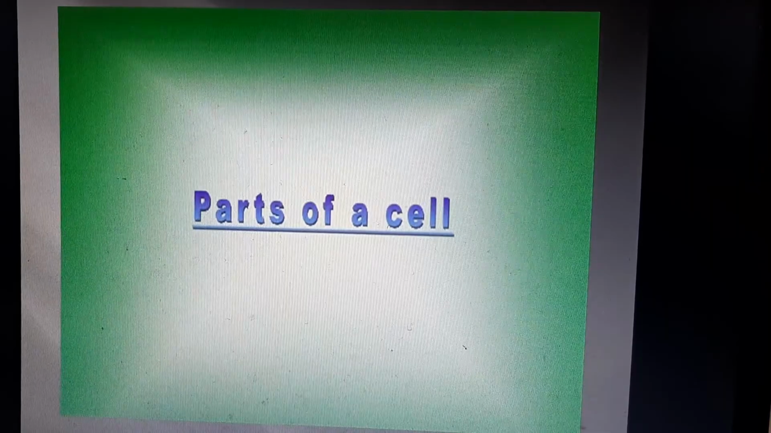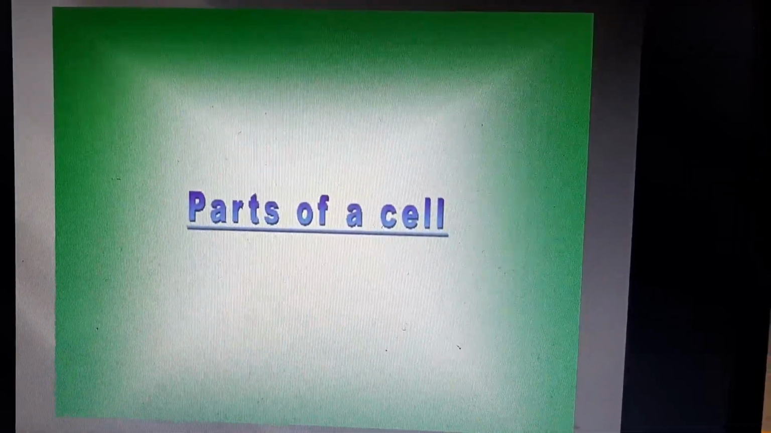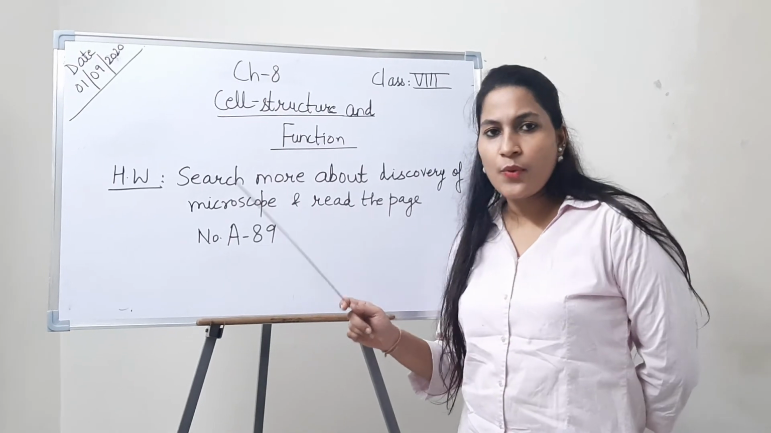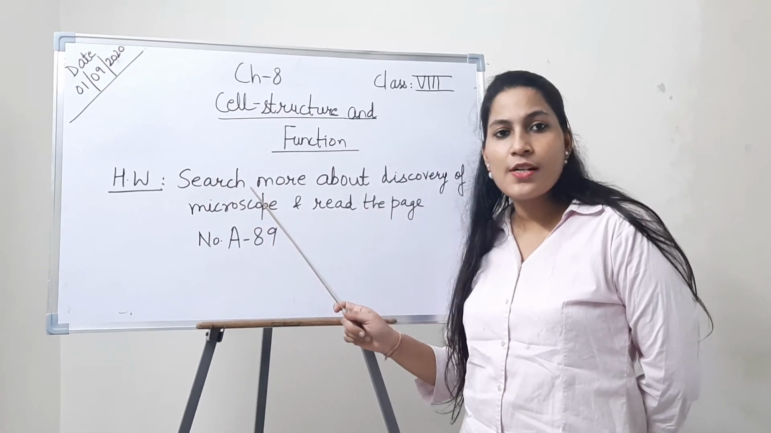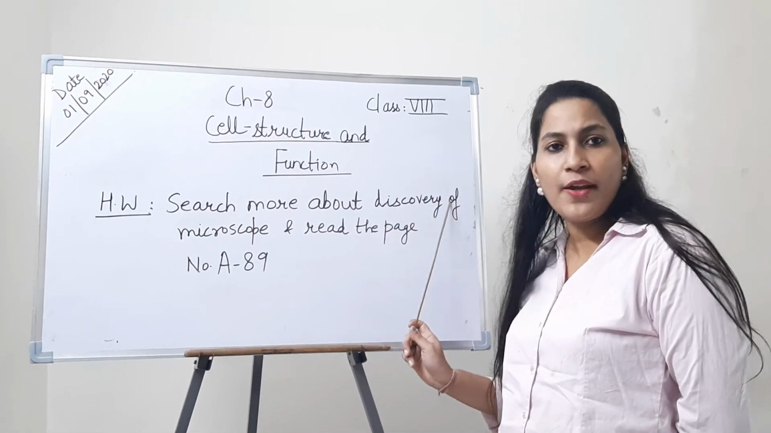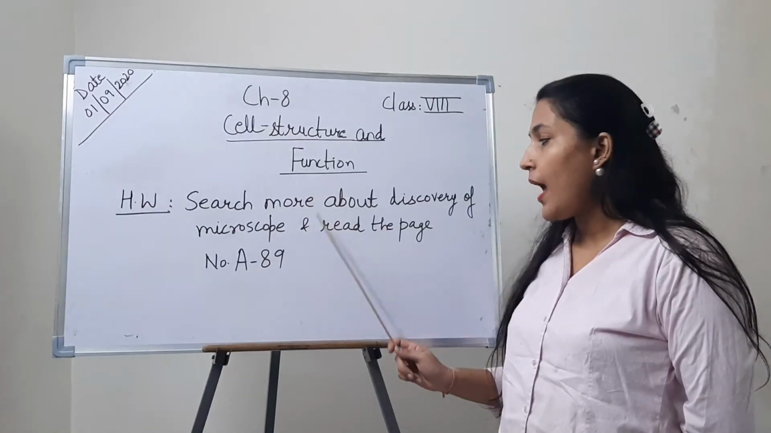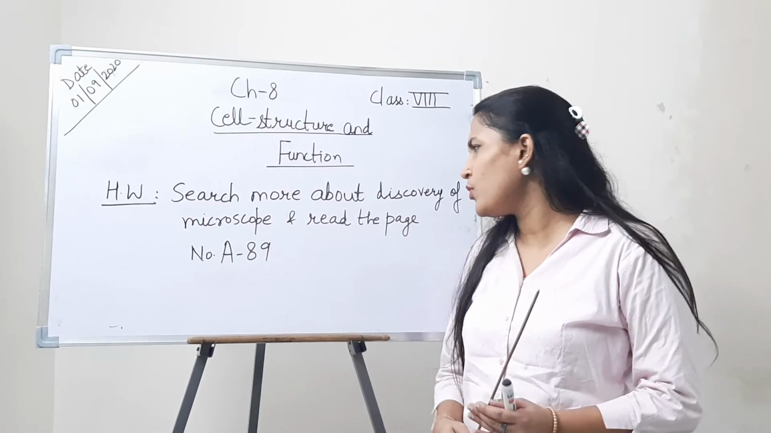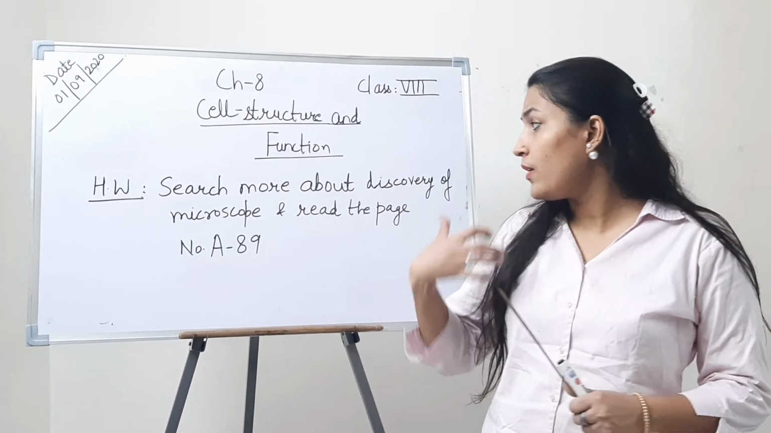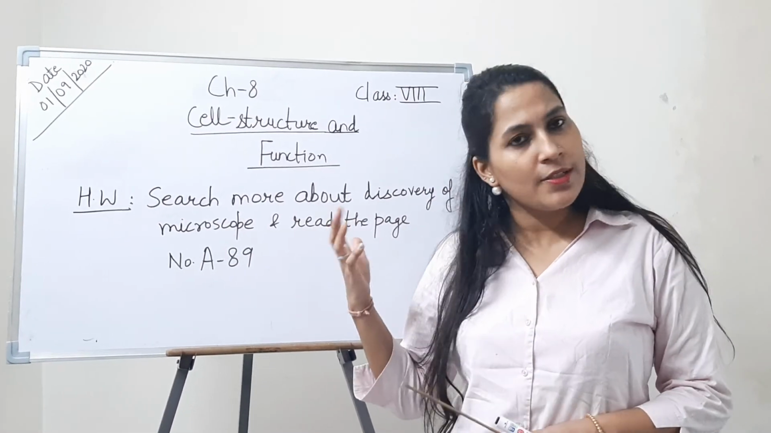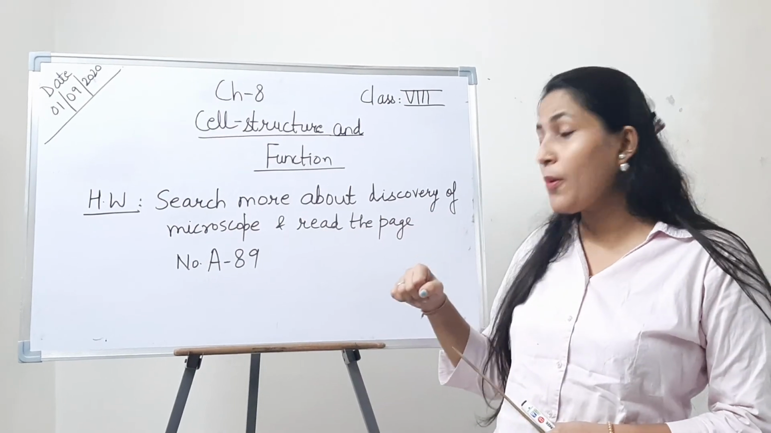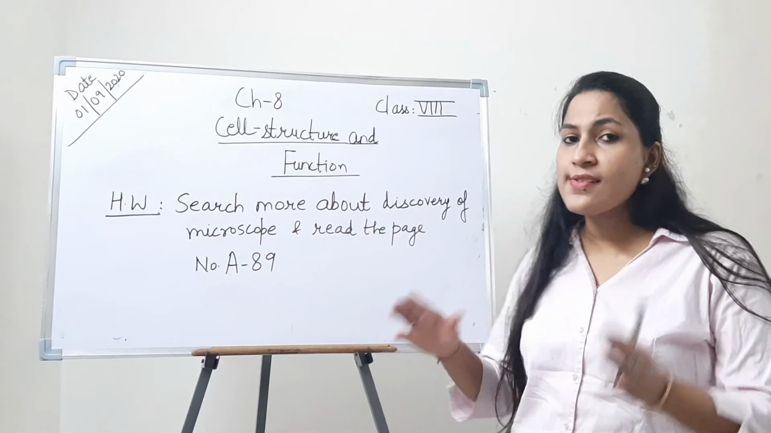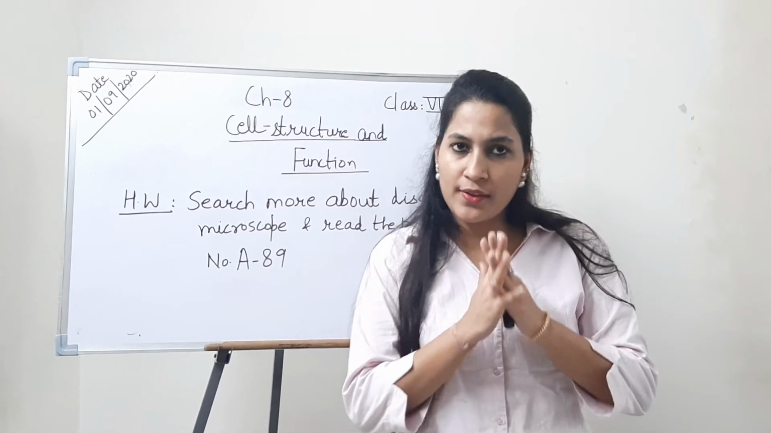Yes, parts of the cell we are going to discuss in the next class. Now students, you will write down your homework. We are going to search more about the discovery of the microscope and read page number A89. Okay, what you have to do? You have to just search more facts related to the discovery of the microscope, and you will also read page number A89. Students, I hope that whatever I taught you is all clear to you.